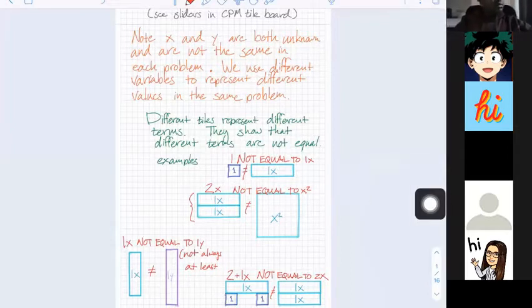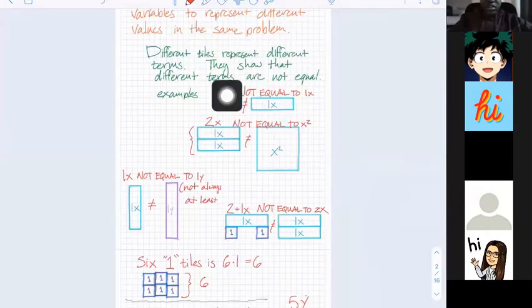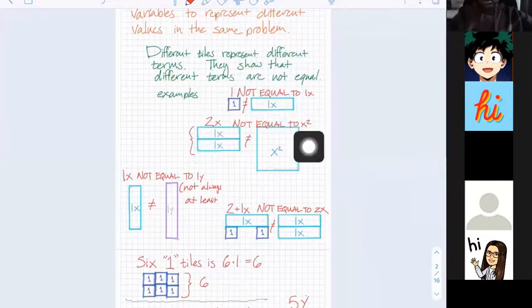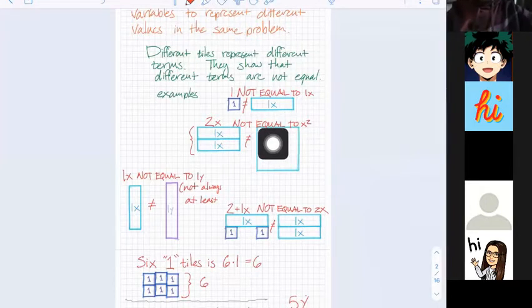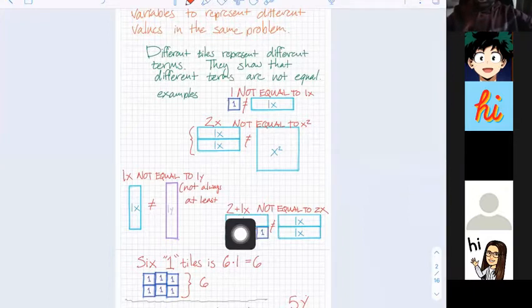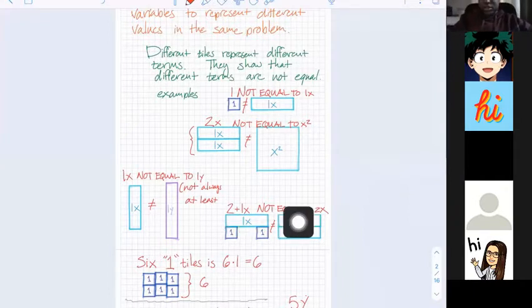All right. The important thing about the tiles in 211 is that they're not equal. One is not equal to 1x. 2x is not the same as x squared. X is not the same as y, right? And combinations of tiles aren't the same as other combinations of different tiles.